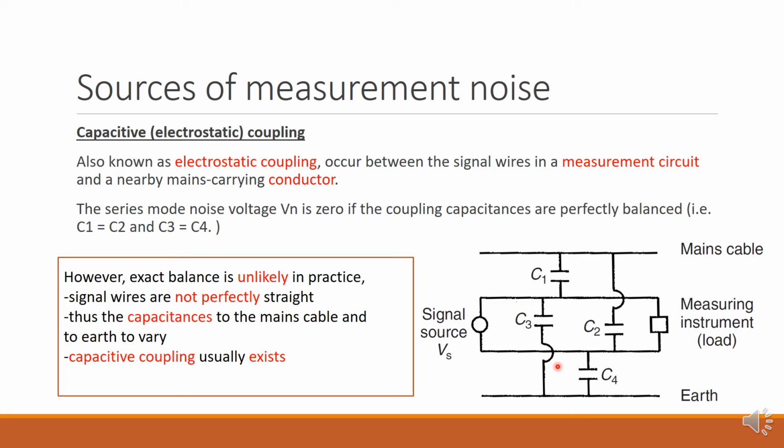So usually, in the ideal case, the capacitive coupling is zero, because C1 is equal to C2. How is C1 equal to C2? Because the capacitive coupling of C1 and C2 here is equal, okay?